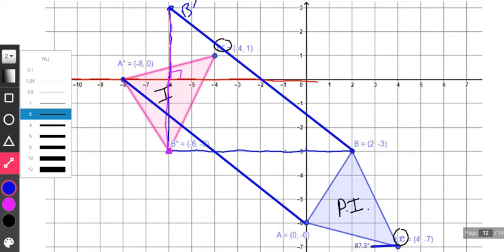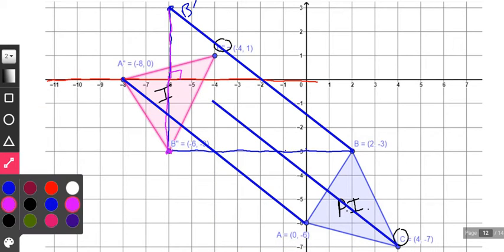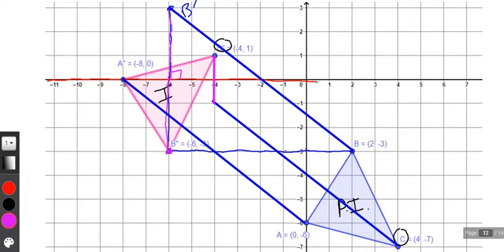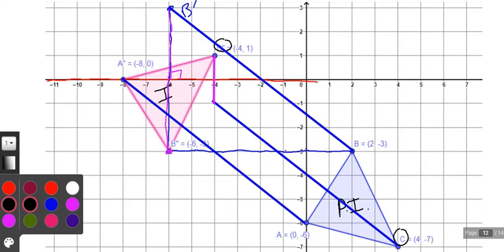1, 2, 3, 4, 5, 6, 7, 8. 1, 2, 3, 4, 5, 6. Again, we have a parallel and congruent vector. If we map that as a reflection, we're going to end up right on that new point. Okay, and so that's going to be B prime. That's going to be C prime, and that flips to C double prime. A prime stays where it is.